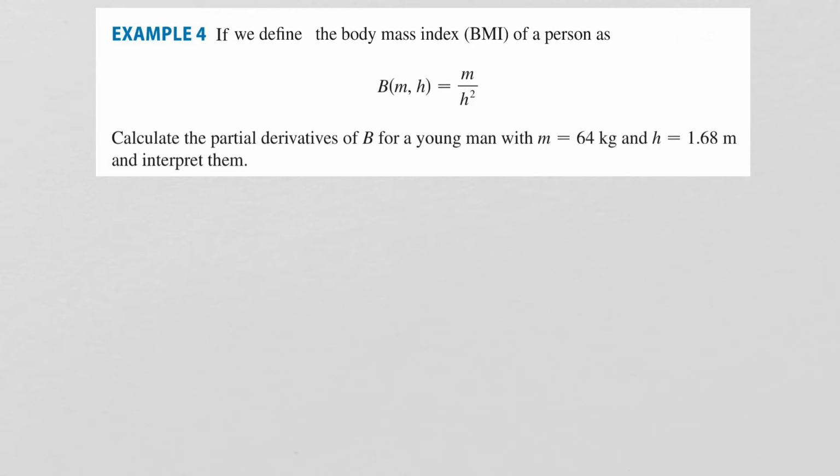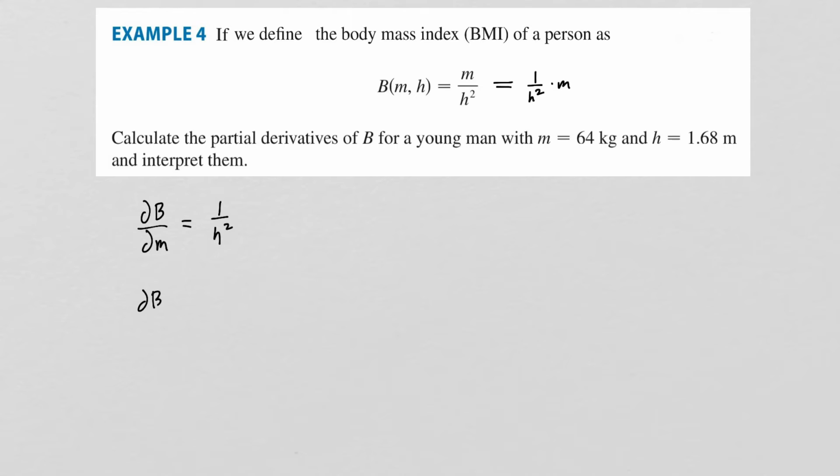So let's go ahead and find the partial derivative of B with respect to M, the mass. To do this, let's remind ourselves that M divided by h squared is the same as 1 over h squared times M. So with respect to M, 1 over h squared is a constant. And of course, the derivative of M with respect to M is 1. So we just get 1 over h squared.